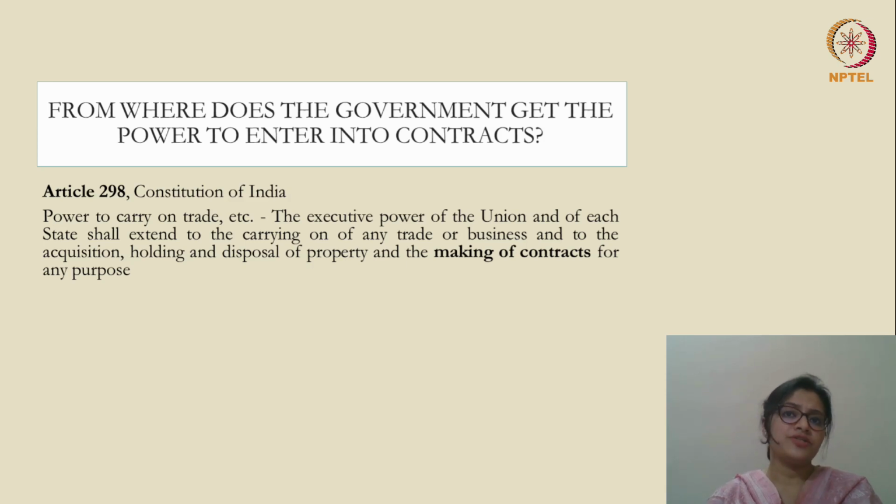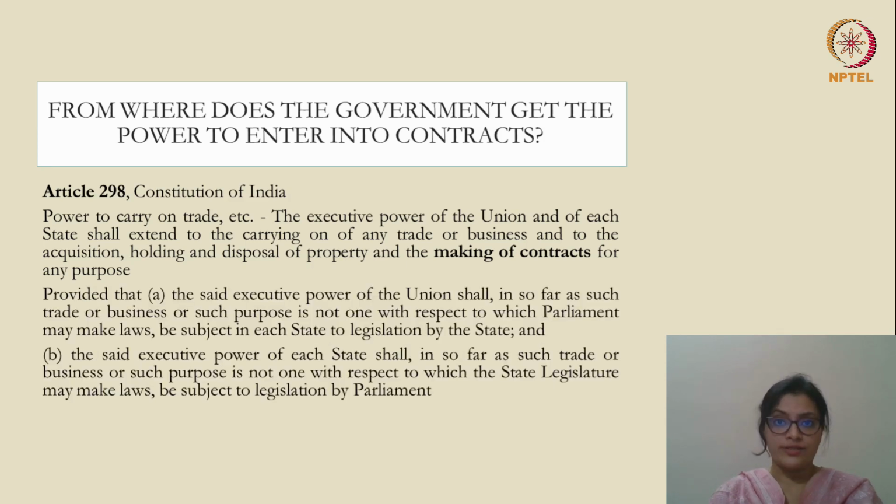But there are certain restrictions on the power of the executive to enter into the contract. And these restrictions are laid down under the proviso to Article 298. There are two provisos, Proviso A and Proviso B. The essence of these provisos is basically that whenever the union government or a state government is trying to enter into a contract, it would first have to see that the subject matter on which it is entering into a contract is a matter that features in the union list or the state list.